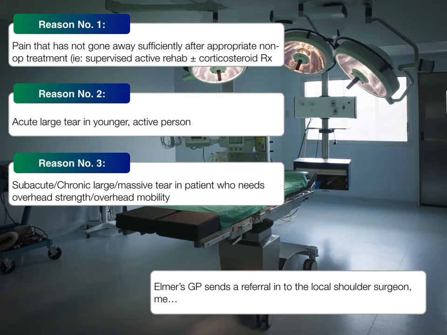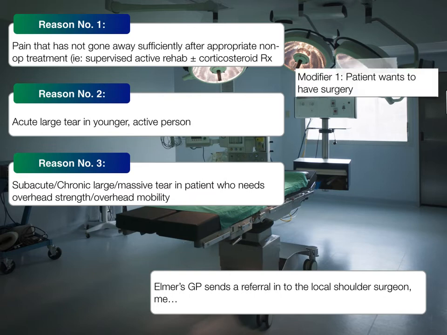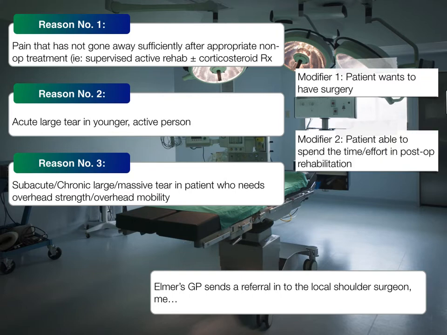Deciding on surgery for rotator cuff tear is both art and science. These are some of the indications for surgery. It's important to recognize that the patient needs to be in a position to manage the postoperative rehabilitation, critical to achieving a good result. There are some patients presenting in complex contexts that are going to struggle with this, and this is one of the things that makes it really hard to achieve consistently good results. So, Elmer's GP sends a referral into the local shoulder surgeon. Happens to be me.